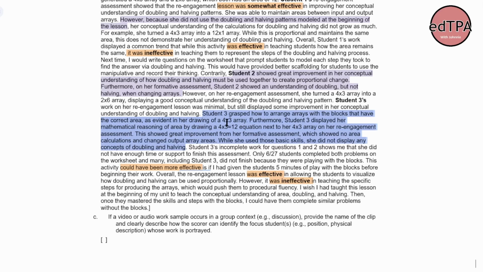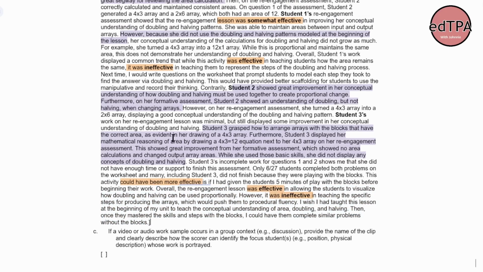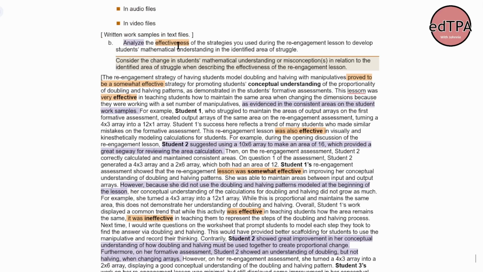So every one of the 3 focus students is given good attention. And then you could, down here, this activity could have been more effective. Overall, the re-engagement lesson. So this last piece is a general statement. Overall, the re-engagement lesson was effective in allowing the students to visualize how doubling and halving could be used proportionally. And then something about how it was ineffective. So you can see good work across the effectiveness and the analysis too, thinking about students' change, how they saw things, and how they see things differently after the re-engagement lesson.